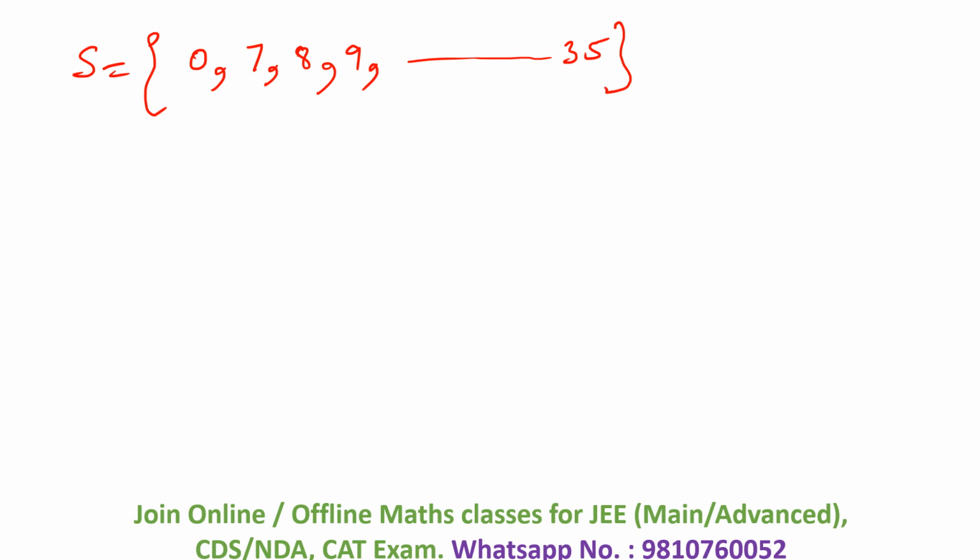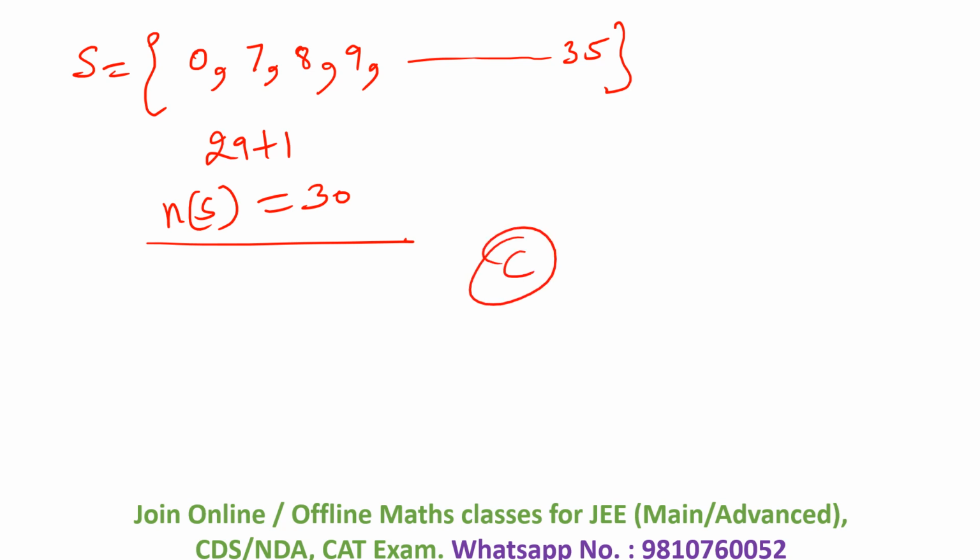It is 29 plus 1. So this is 30. So I can say n of S is equal to 30. Now students, option C is the correct one. Now we move towards the next question.